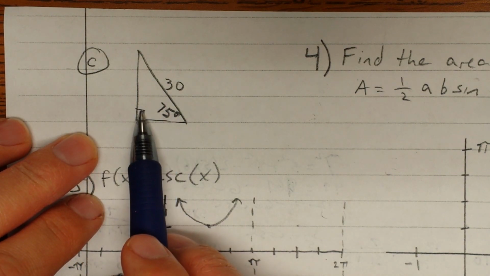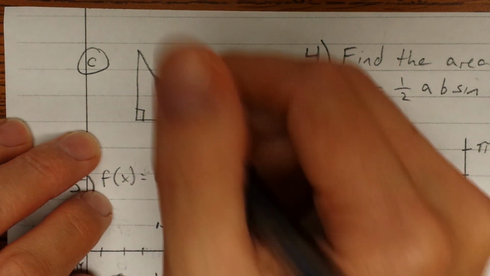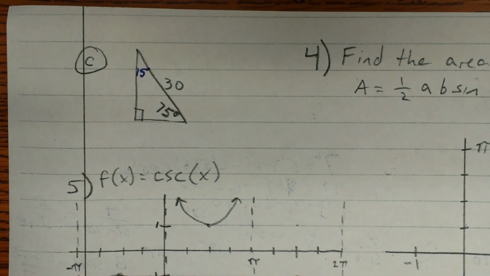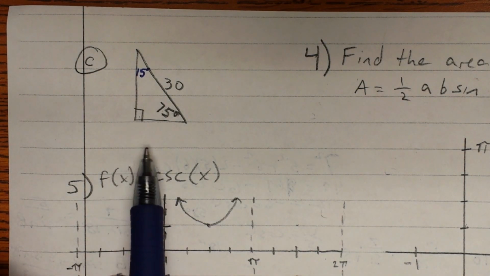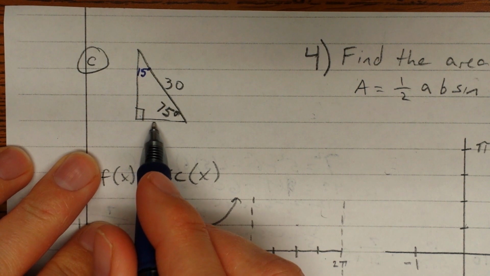So the first thing I could do is find this other angle. So 180 minus 90 minus 75, there are going to be 15 degrees left over. So that's that angle. Okay. Now to find these other sides, I'm going to use, for one of them at least, the definitions of the trig ratios. So let's say I wanted to find this side right here.